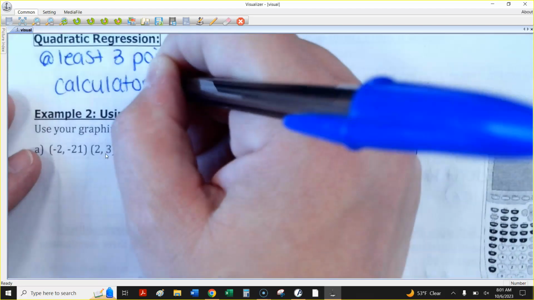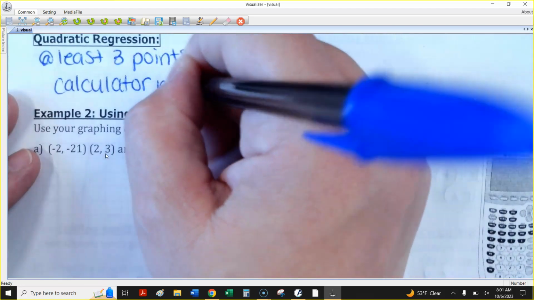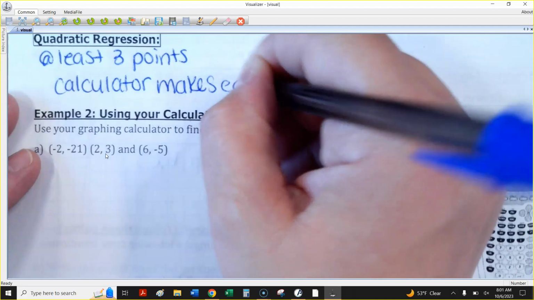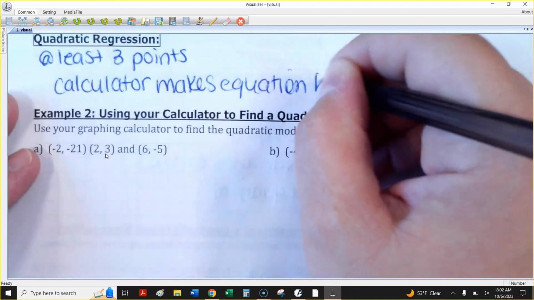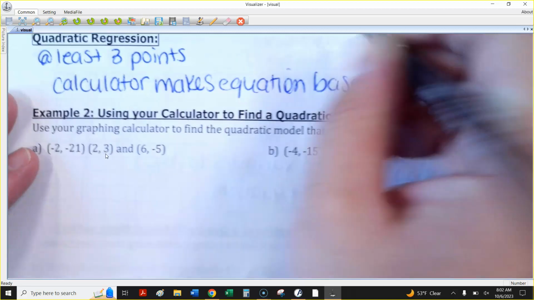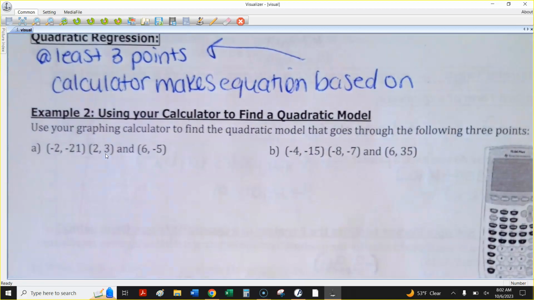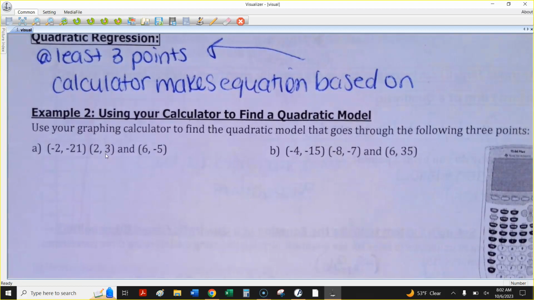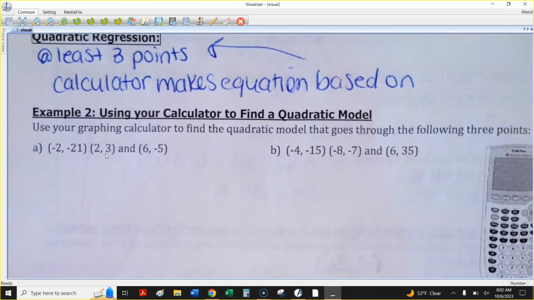All right, the calculator is going to make the equation for you, and it's going to be based on whatever points you plug in. It's just called a regression. So it's going to basically do a line of best fit, only it's going to be a parabola of best fit for the 3 points that you put in. Sometimes these are nice numbers, sometimes they are not. It depends on the question. We'll do some with data later on, but these should be nice numbers. But this is how you're going to do this. I'm going to write down my directions here.